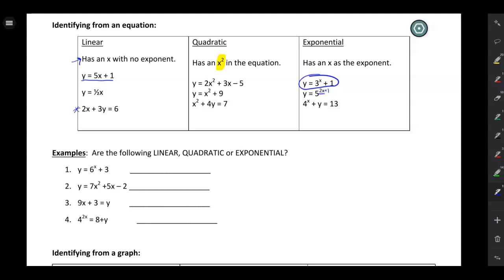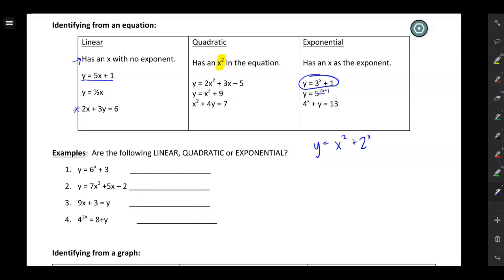Now, one thing to be aware of is that there are going to be times in the real world where you might end up mixing some of these equations together, right? So you might see something like x squared plus 2 to the x power. This is a combination of a quadratic and an exponential. So we couldn't really classify this equation as quadratic or exponential. It would just be a combination of both.